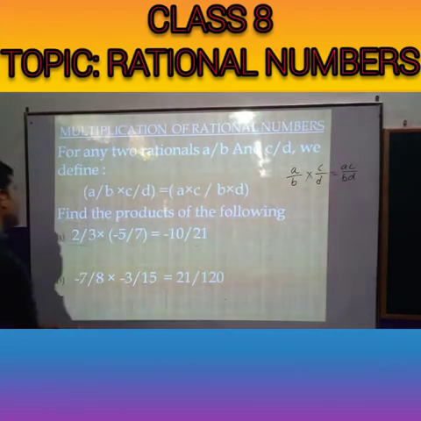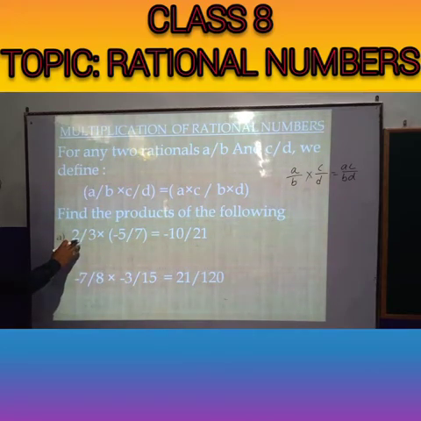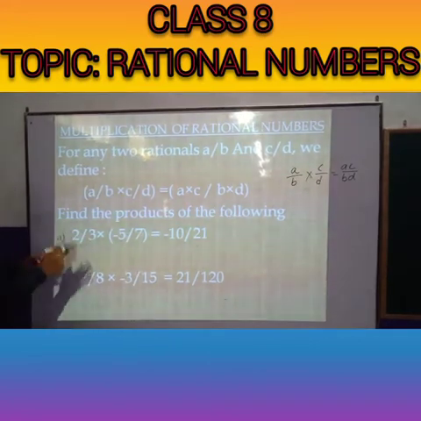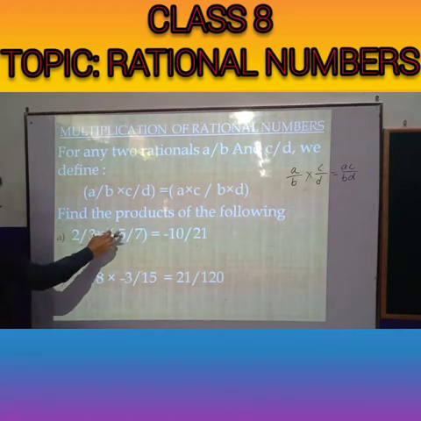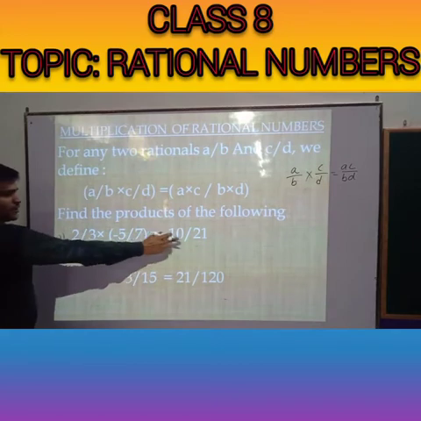Let's see an example. Suppose we have to find the product of the two rational numbers 2 upon 3 into minus 5 upon 7. The numerator of the first rational number is 2 and the numerator of the second is minus 5. Firstly we multiply numerator with numerator, so 2 multiplied by minus 5. So we get minus 10 upon 3 times 7 is 21.